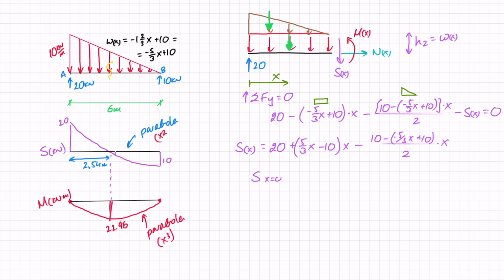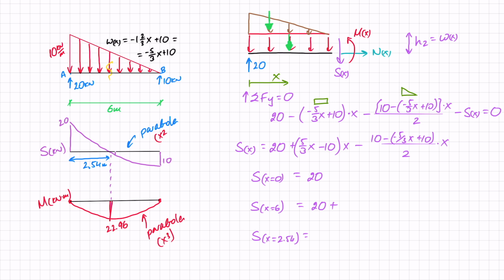What happens when x equals 0? What happens when x equals 6? So point A, point B. And what happens when we have what we're expecting to be 2.54 meters? Okay, at 0, the second bit comes off, the third bit comes off. I'm left with 20. That's great.